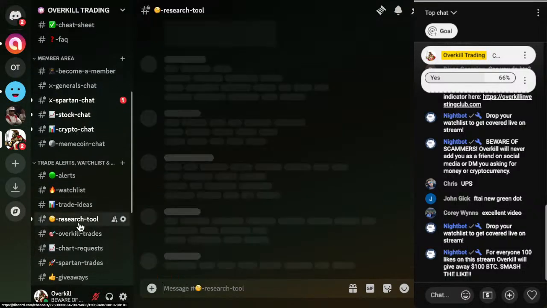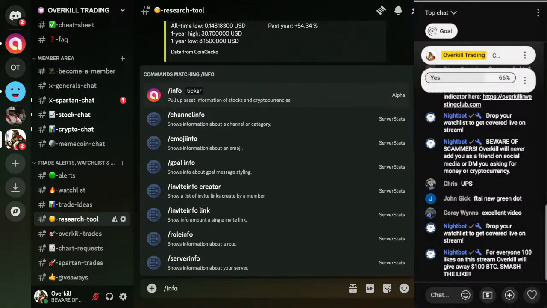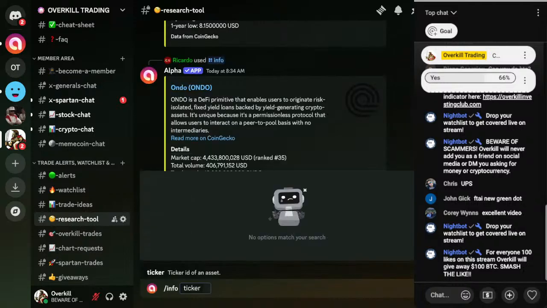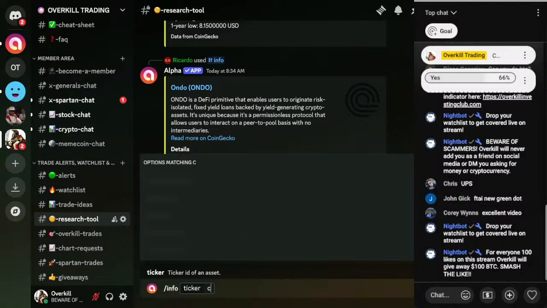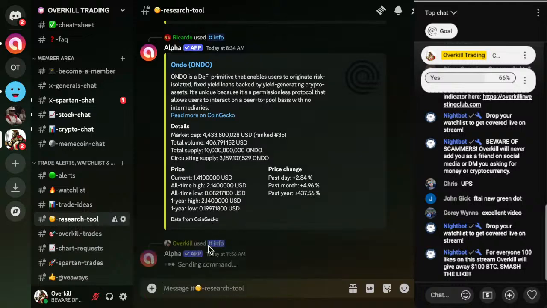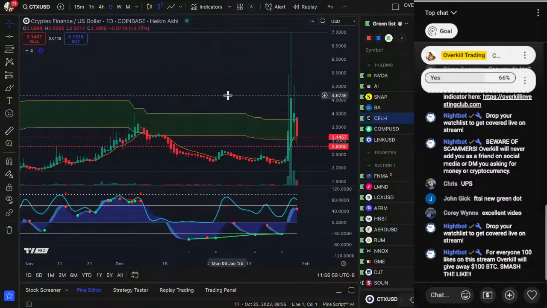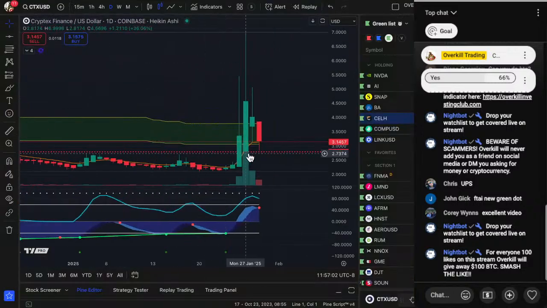Okay, so if you guys are a member of the Discord, you get access to this research tool here. So if you type in /info, then hit enter, and then type in the ticker, it was CTX. It's Cryptex Finance, it looks like. It's a $23 million company. It is listed on Coinbase, which is very interesting. Obviously, it just had a big, massive 60% pullback. So that actually looks very interesting.